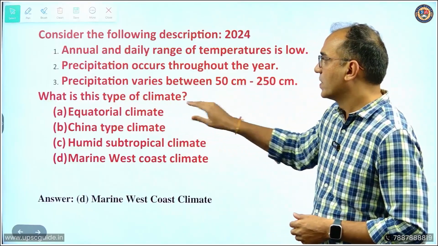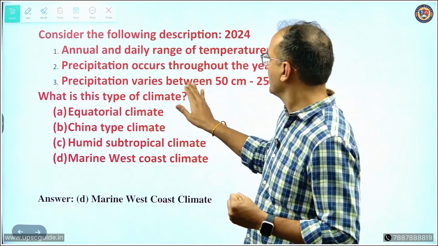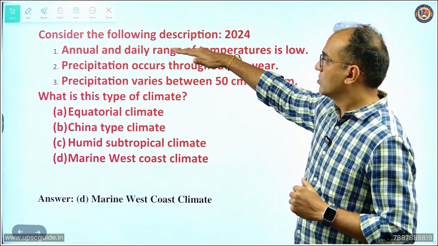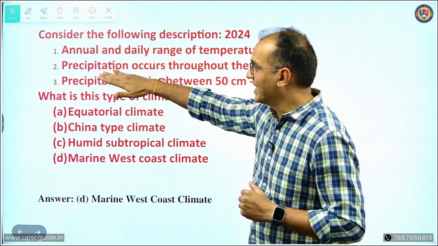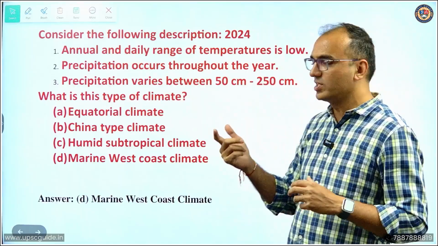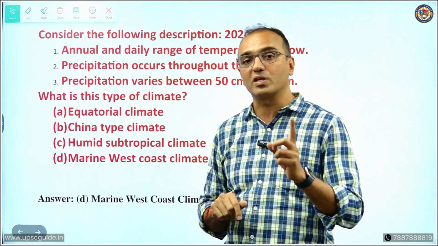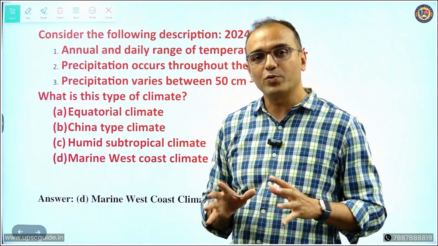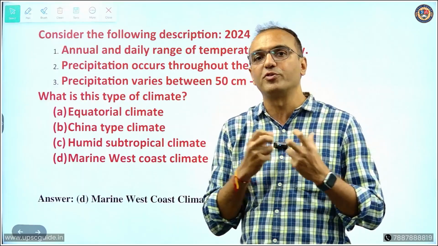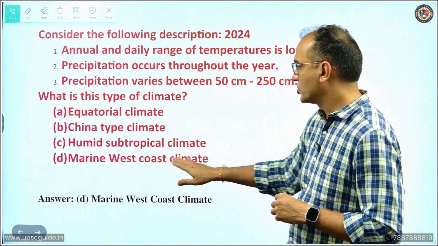What is this type of climate? Is it equatorial? Because if you say equatorial, there should not be so much variation, right? The second statement would be true for equatorial. The first one, annual and diurnal range of temperature is low, may be applicable, but the third one, 50 to 250, is not typical of the equator. At the equator, the precipitation will be heavy, so the variation in precipitation would not be 50 to 250. China type, humid subtropical and marine west coast climate.